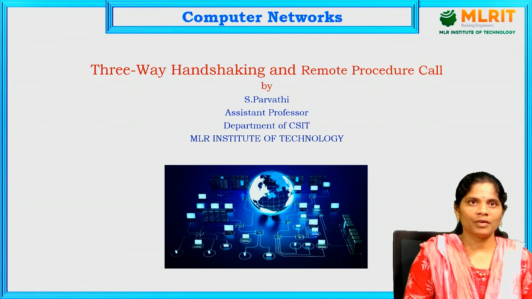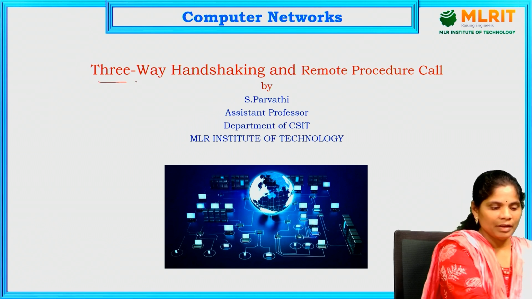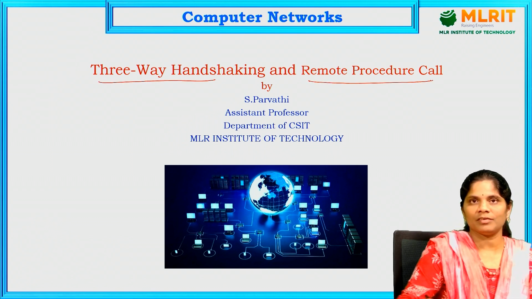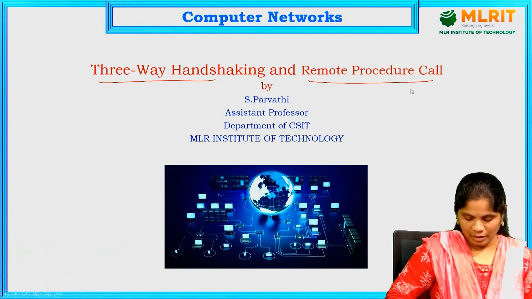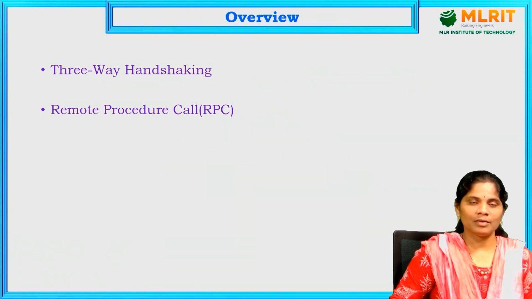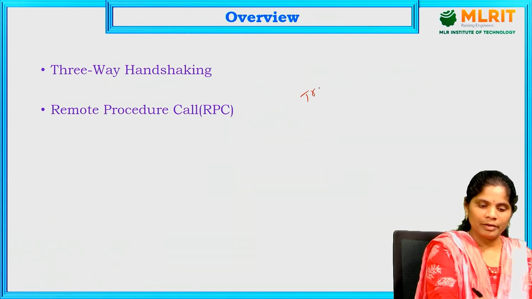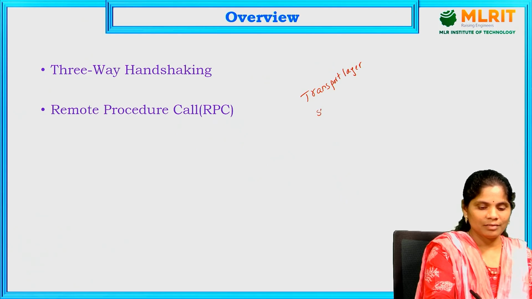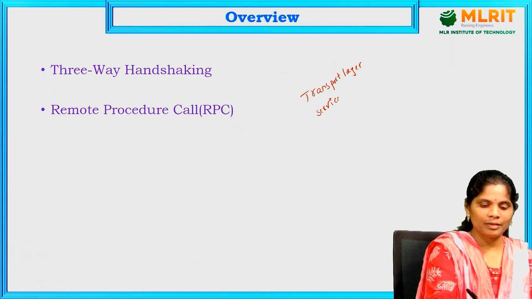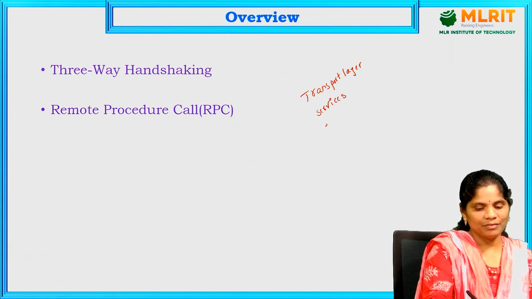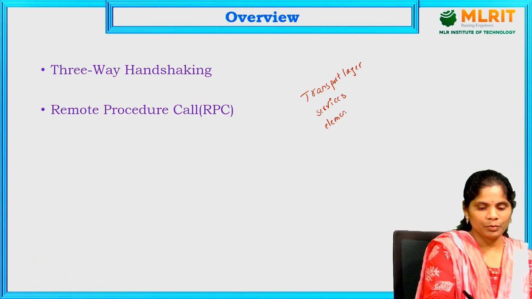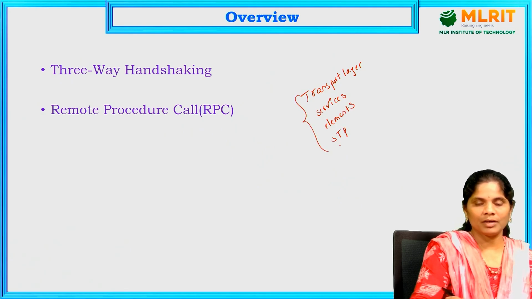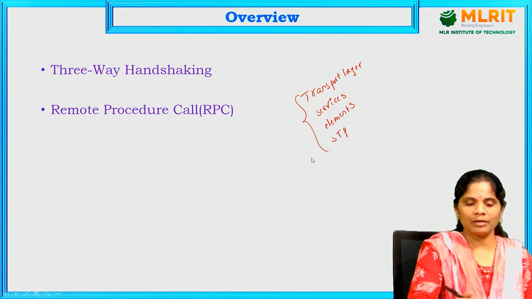In today's session, we are going to discuss three-way handshaking and remote procedure call in the transport layer. In previous sessions, we already discussed what the transport layer is, the introduction to the transport layer, the different services provided by the transport layer, and the different elements of transport protocol and simple transport protocol.